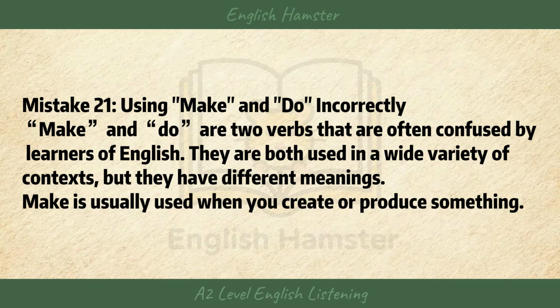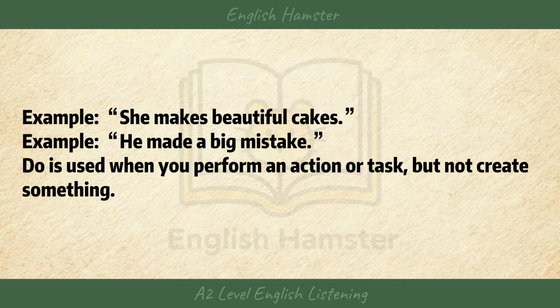Mistake 22. Using make and do incorrectly. Make and do are two verbs that are often confused by learners of English. They are both used in a wide variety of contexts, but they have different meanings. Make is usually used when you create or produce something. Example: she makes beautiful cakes. Example: he made a big mistake.